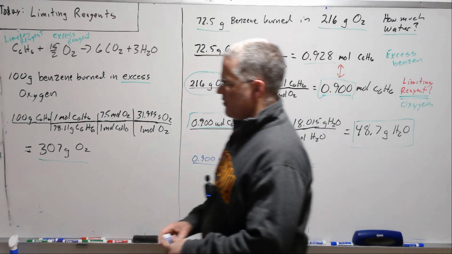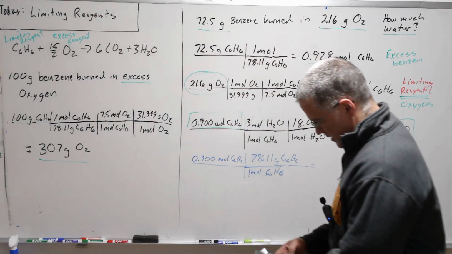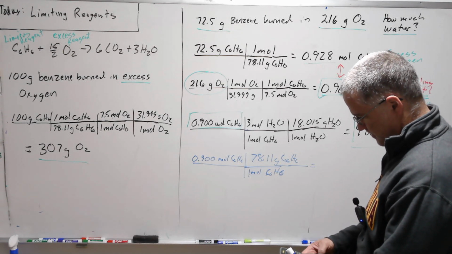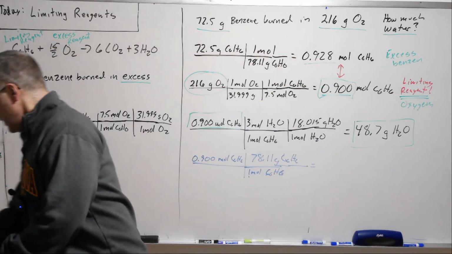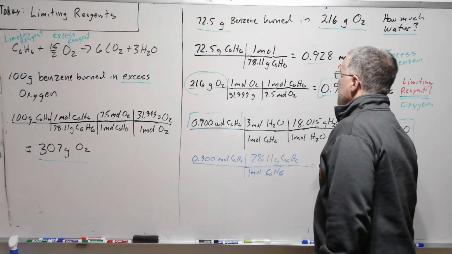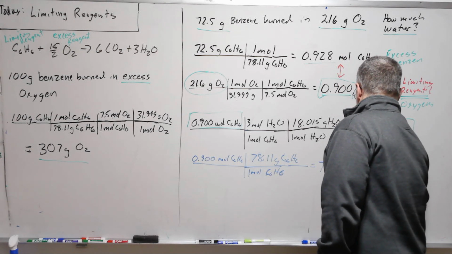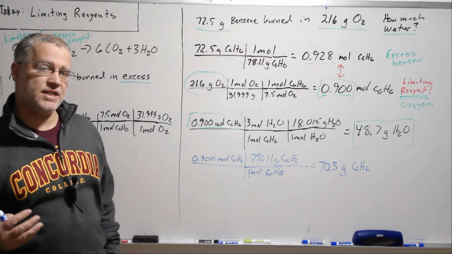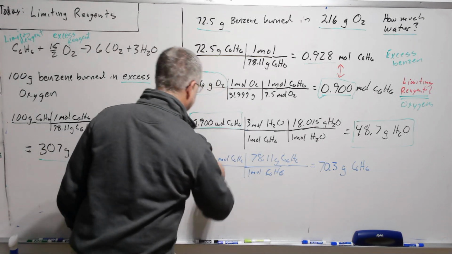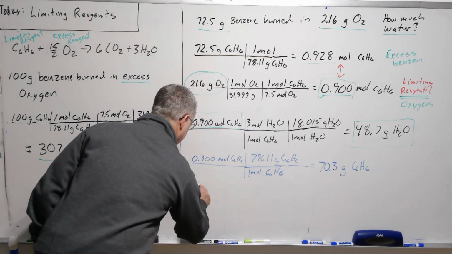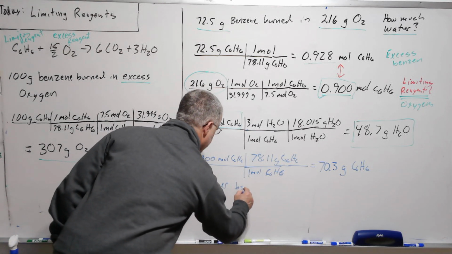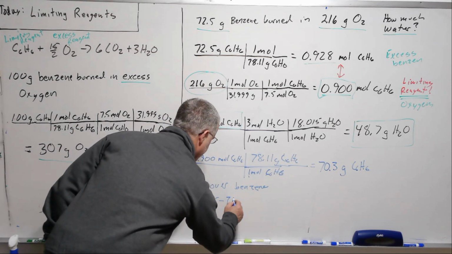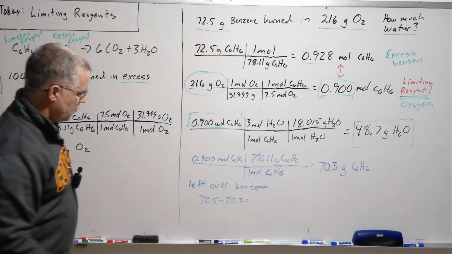I'm not sure what this is, let me work this out real quick. So 78.11, 70.3. So what is this number here? This number is how much benzene is consumed. And so the amount of excess, so the leftover benzene, is 72.5 minus 70.3, what is that, 2.2.